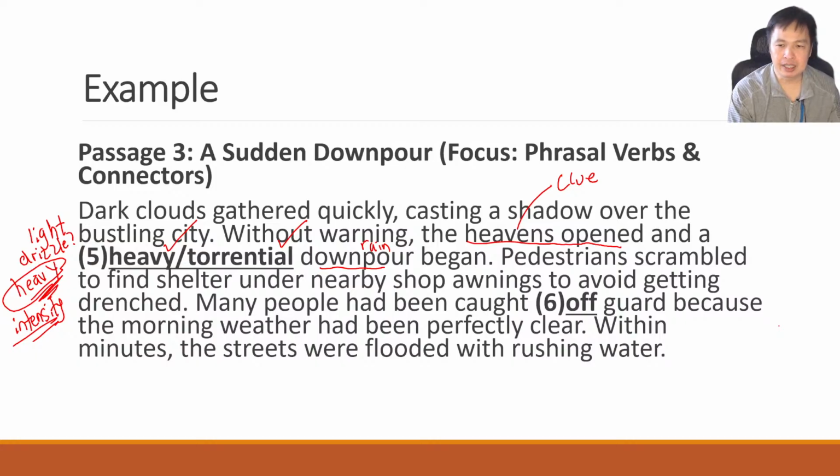So what happened? Next, the pedestrians scrambled to find, so it has to be very heavy rain. Why would people scramble? To find shelter under nearby shop awnings to avoid getting drenched. Many people have been caught off guard, and I would maybe classify this as a collocation, because this is a very commonly used fixed phrase: caught off guard, okay? Because the morning weather had been perfectly clear, within minutes the streets were flooded with rushing water.